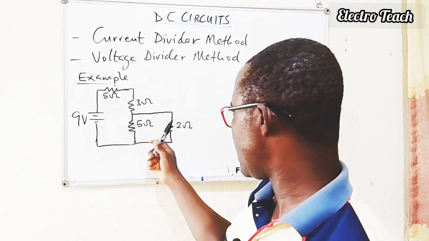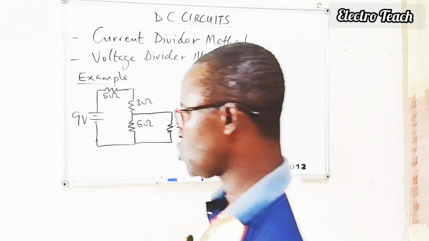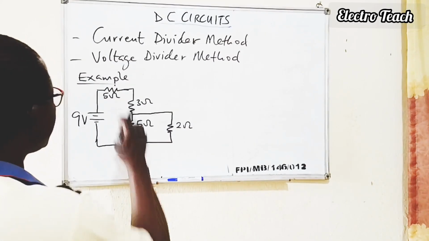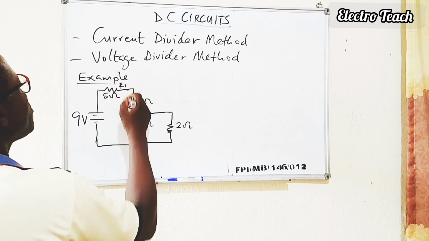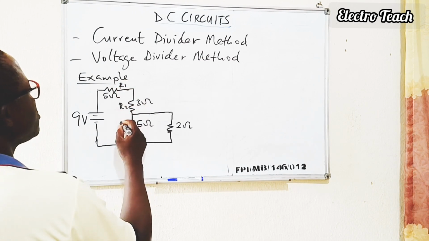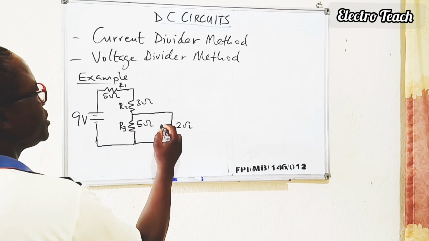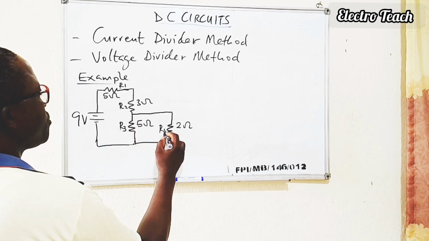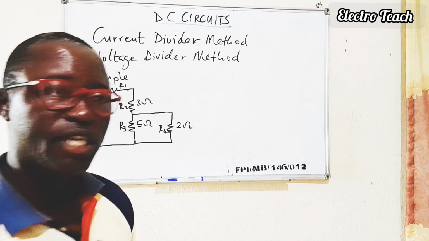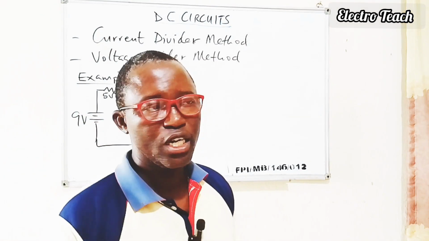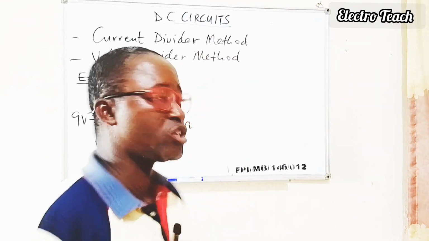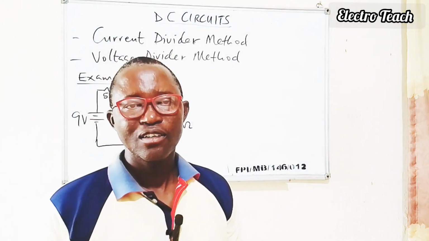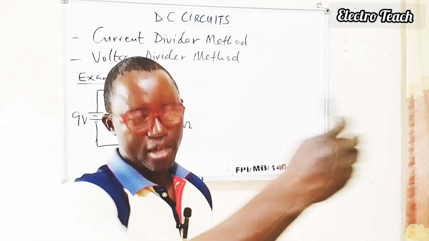This, and this. So, to begin, let us label the resistances. Let us give them numbers. So, let's call this one resistor R1. This is resistor R2. This is R3. This is R4. This is what you need to do when you are given a circuit to work with. You must identify the resistances by a simple notation like this: R1, R2, R3, and so on.